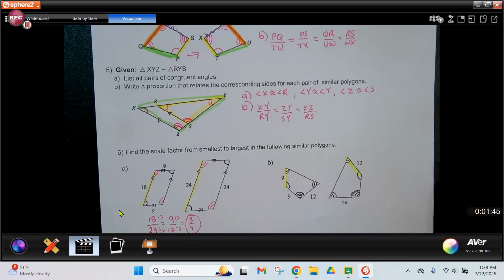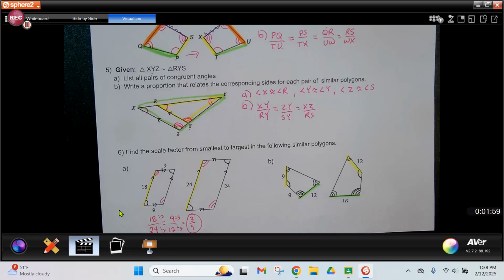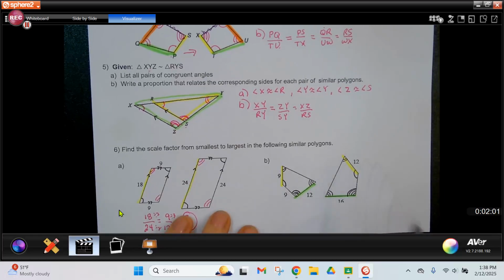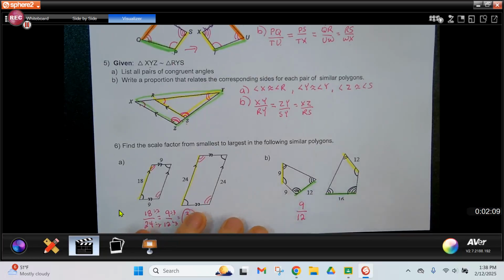Do you see that? You could also have used, and I'll use a different color, these two sides, 12 and 16, because those are corresponding sides. They both fall between the congruent angles here. So I'm going to use this pair, and I'm going from smallest to largest. So I'm going to put 9 to 12. Right, small goes on top, largest goes on the bottom.